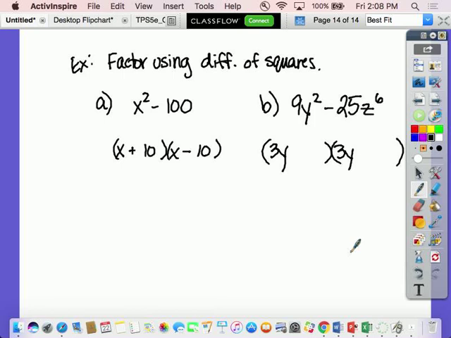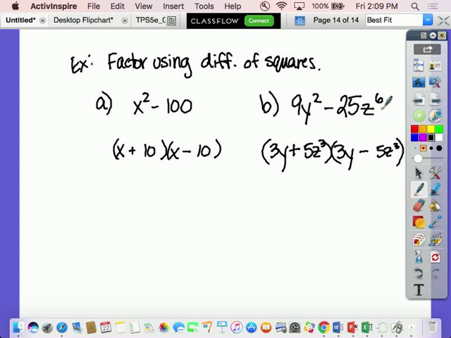All right. 25z squared. Sorry, not z squared. Z to the 6th. Who thinks they can tell me the square root of that? Yes? 5z to the 3rd. And then you put a plus and a minus.